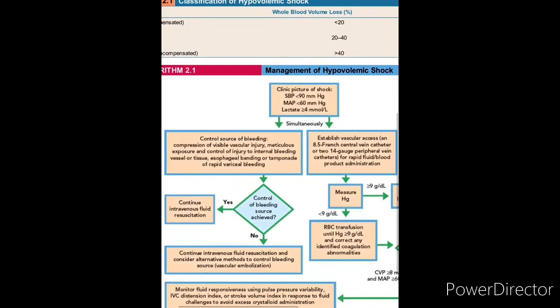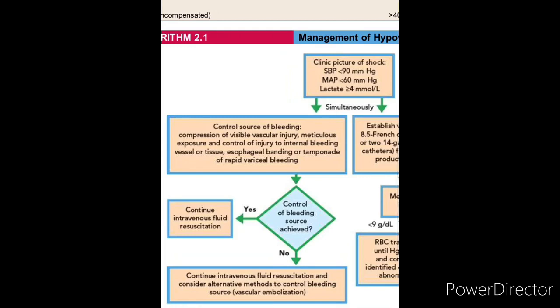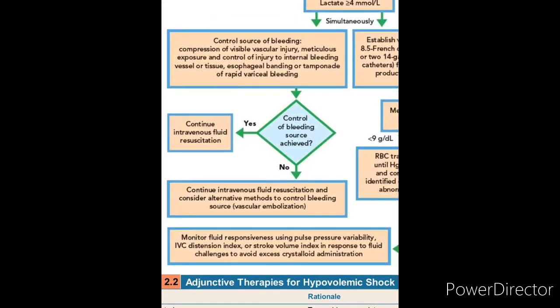Now, looking at the control of the source of bleeding, this could be as simple as compression of visible vascular injury, or it could be opening up of the abdomen to stop internal bleeding. It could be esophageal banding or tamponade of rapid variceal bleeding. If you are able to control the bleeding through these means, then it's well and good. You can continue with the fluid resuscitation. If not, then you'll have to resort to alternate methods to control the bleeding, like vascular embolization.